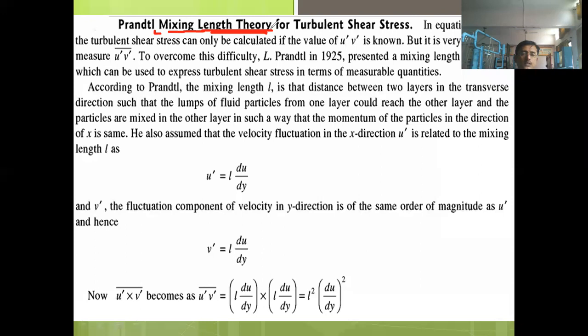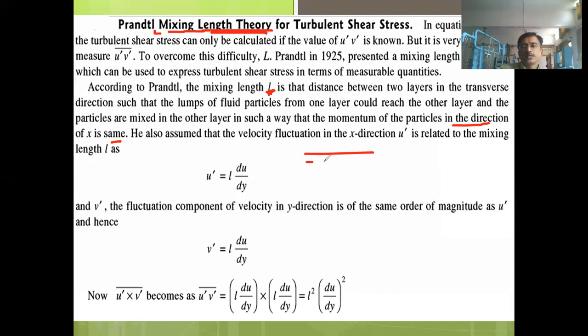Prandtl gave the mixing length theory for the turbulent shear stress. And what is that Prandtl mixing length theory? So that we will see. According to Prandtl, the mixing length L, he has considered some distance L, is the distance between two layers in the transverse direction such that the lumps of fluid particles from one layer would reach the other layer and the particles are mixed in the other layer in such a way that the momentum of the particles in the direction of x is the same.